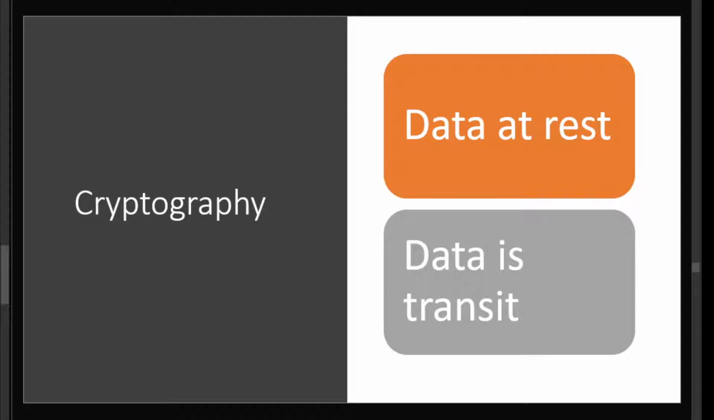Volume encryption, just like whole disk encryption, ensures that you encrypt one partition instead of the whole disk. So if you want to encrypt just one volume of a disk, you can do that.